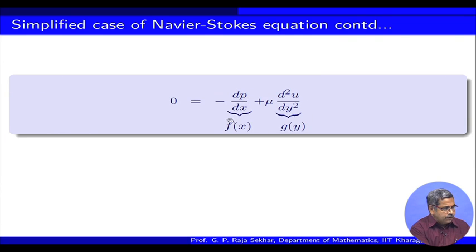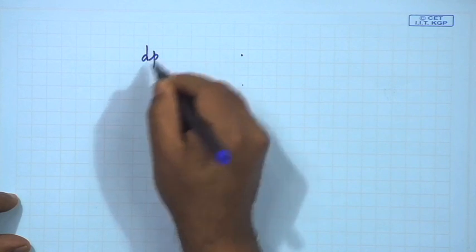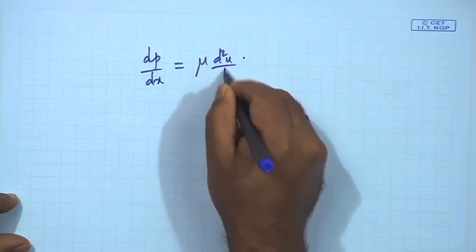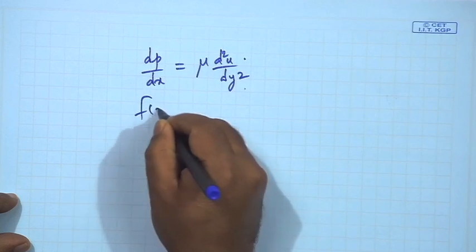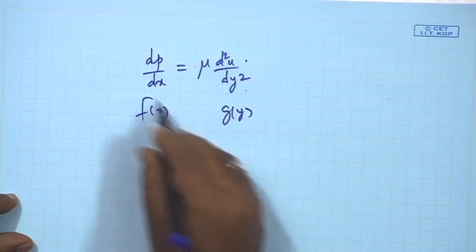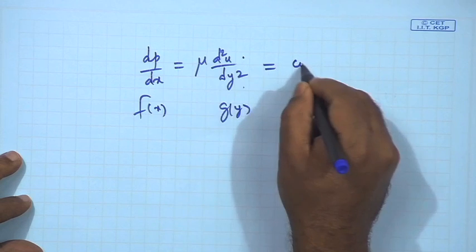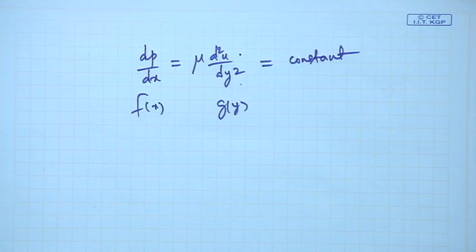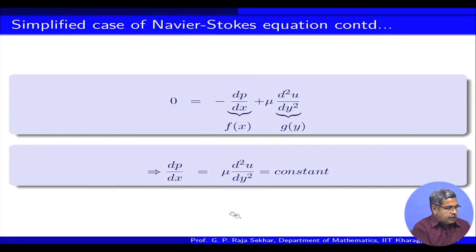And if you pay attention, this is a function of x, this is a function of y, and you just equate them. If you take it to the other side, dp/dx equals mu times d2u/dy2. This is a function of x, this is a function of y, both are equal, that means each of them has to be constant. Why? Because this is not on any boundary, this holds invariably throughout the domain. So that is the first simplification we get.